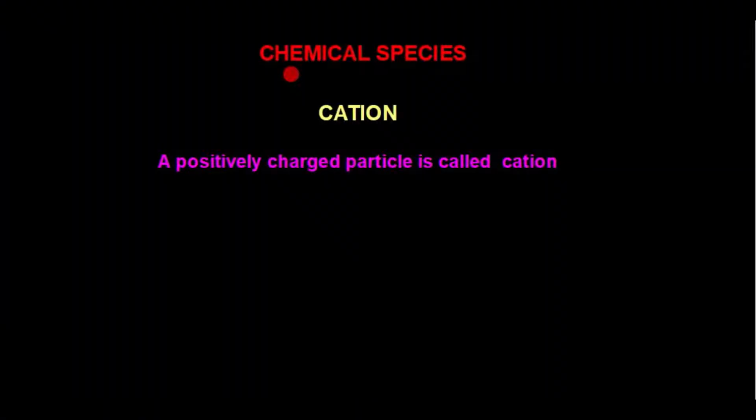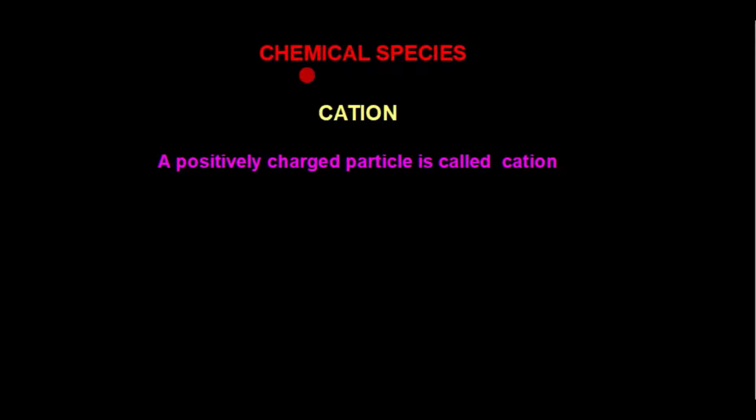In this video we will discuss chemical species, that is ions, molecular ions and free radicals. We must know what is an ion. An ion is a charged species which is formed after the gain or loss of electron by an atom.